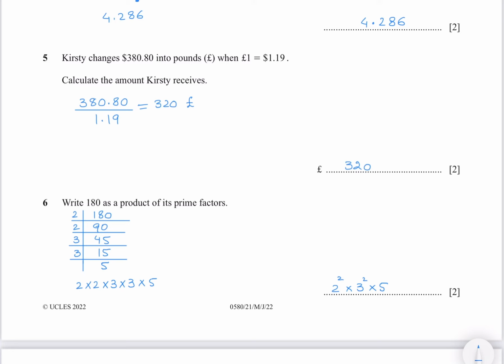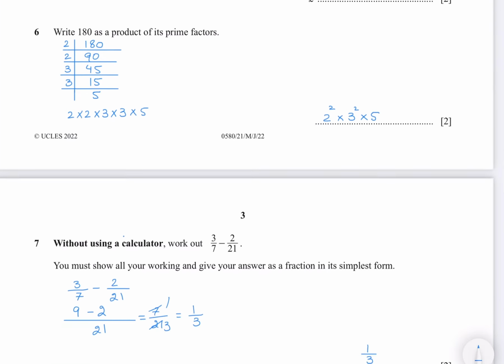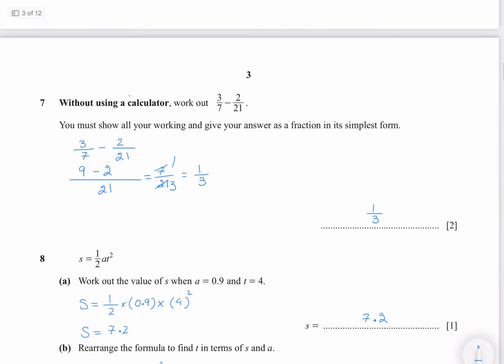Question number 6, write 180 as a product of its prime factors. So take the LCM. So 2 into 2 into 3 into 3 into 5. So 2 squared into 3 squared into 5 would be the prime factors. Question 7.